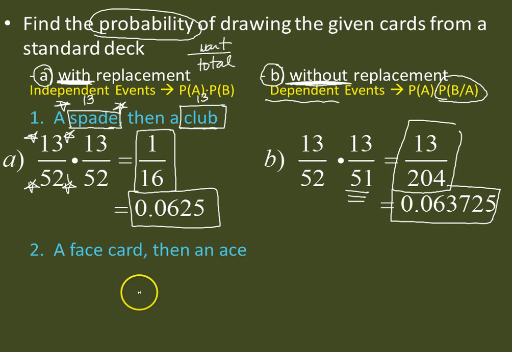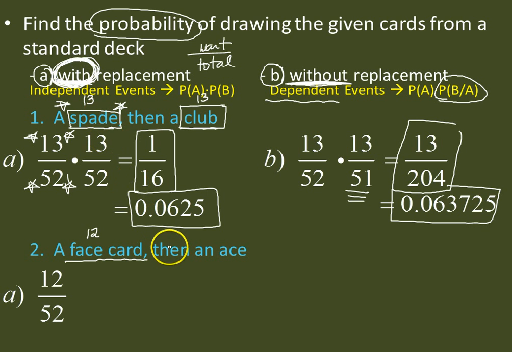Okay, so similar example, except a little different now. Probability of getting a face card. How many face cards? Jack, Queen, and King. 4 suits, so we have 12 out of 52 face cards. And we're doing A, so with the replacement. So whatever face card we draw, we put it back in the deck. So then what's the probability of drawing an ace? How many aces? 1 in each suit, so 4. And we put that face card back in the deck, so this is 4 out of 52.